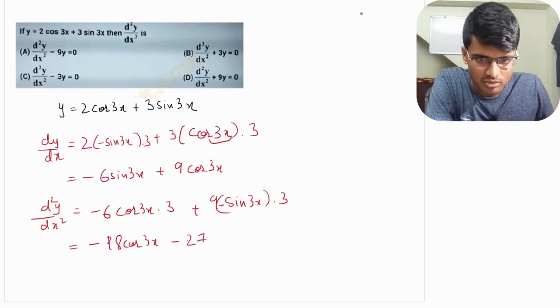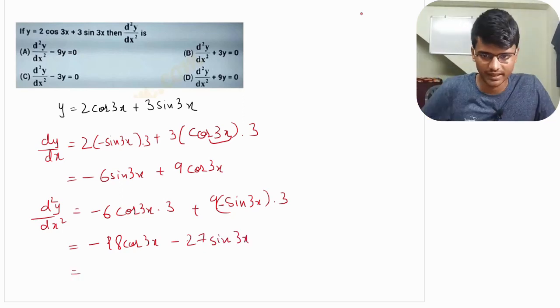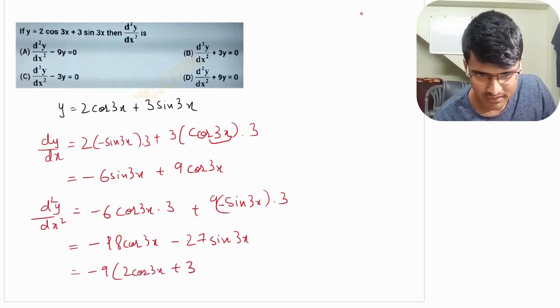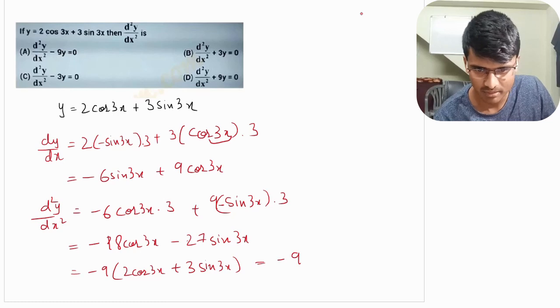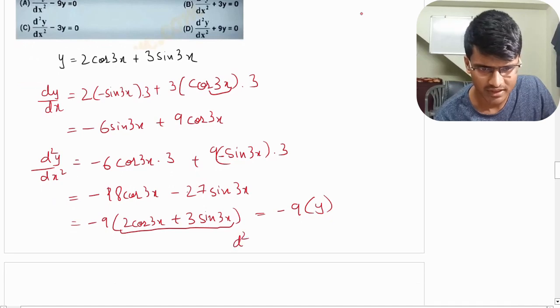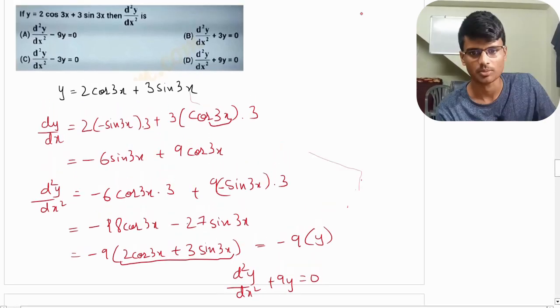minus 27 sine 3x. I can take 9 as common. Minus 9 times 2 cos 3x plus 3 sine 3x. So this is nothing but minus 9 times my y, right? So on further simplifying this, I'll get d square y by dx square plus 9y is equal to 0. So the correct answer is option D.